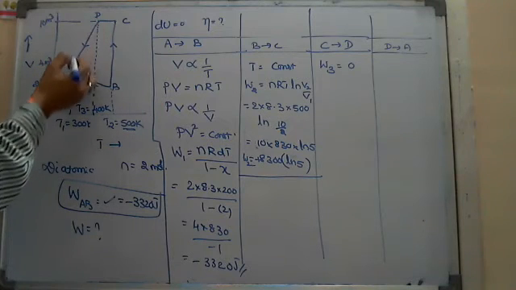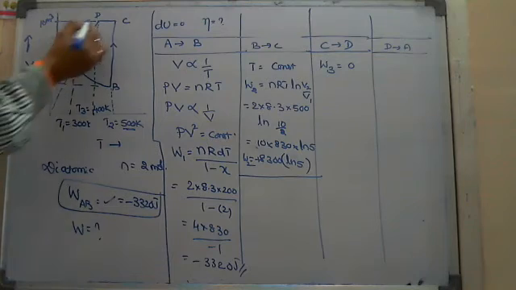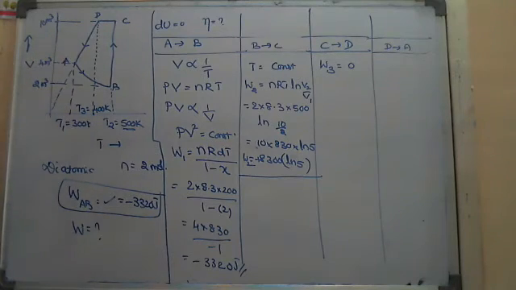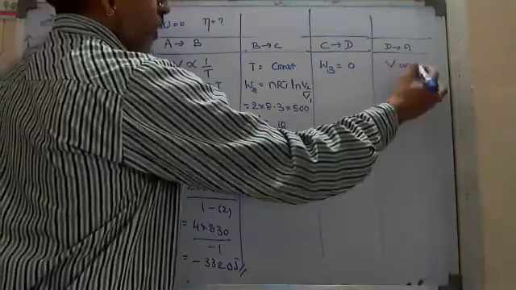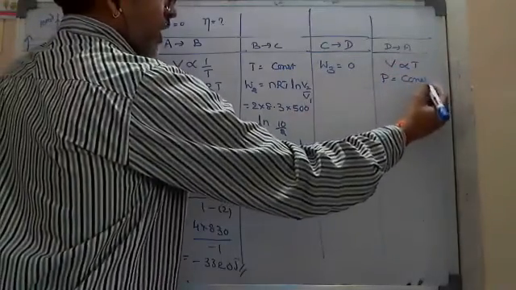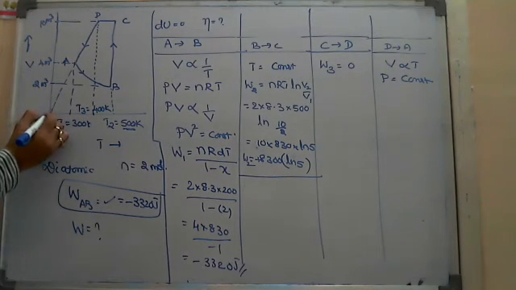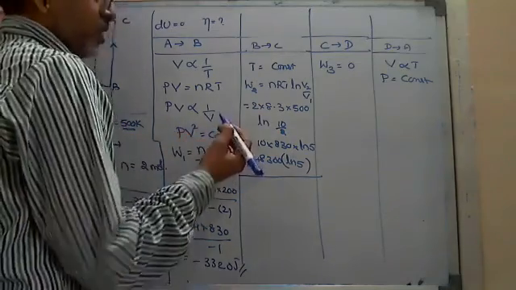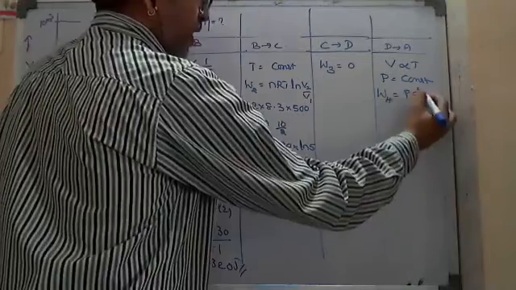And there from D to A, while decreasing, if you see there, it is a straight line passing through origin. Straight line passing through origin means you can say V is directly proportional to T. V is directly proportional to T means pressure is constant. Okay, pressure is constant, that is Charles law. Pressure is constant here, passing through origin, means it is coming under isobaric process. Isobaric process, the work done is equal to simply P into dV.